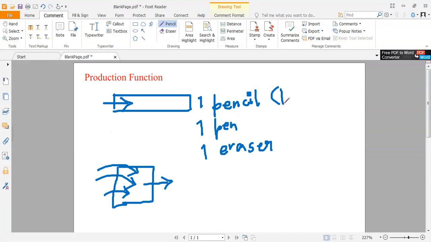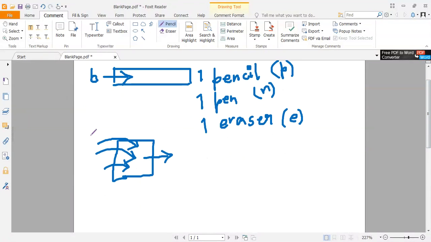Let's call this P, since it's pencil. Let's call this N, because we already have P standing for pencil, and let's call this E. And let's call this B, because it's a pencil box. So essentially we put some value of P, some value of N, some value of E, and we get a value of B in return.